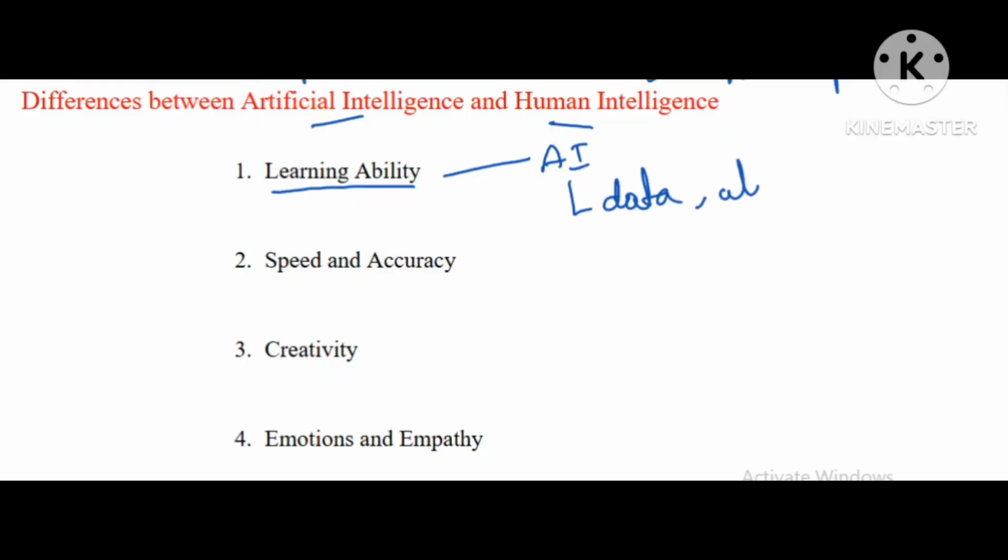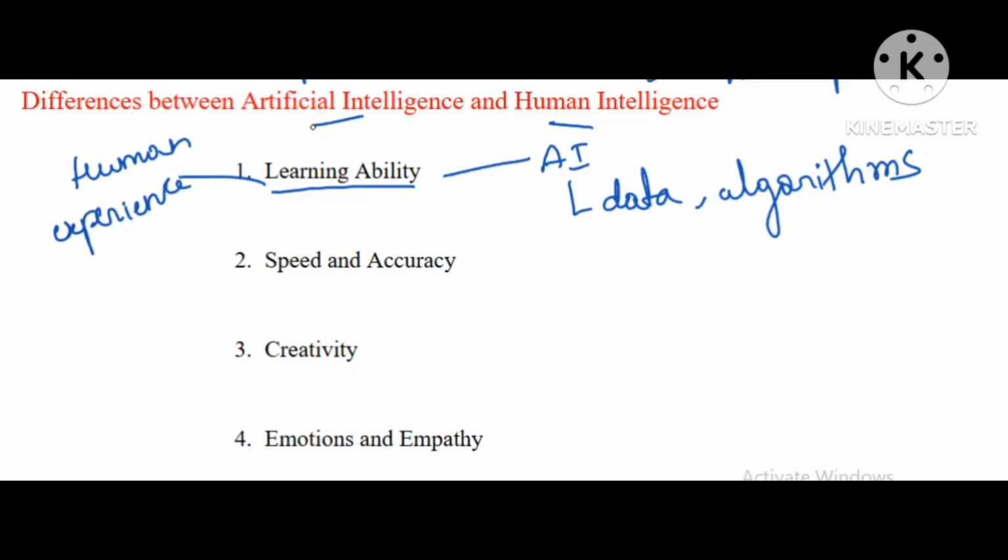Or it might be through the algorithm it will be learning, right? That is what we know as the learning ability of the AI. So then what is the learning ability of the human? Human learning ability is nothing but it might learn from data, like through experience, right? Or you can go for understanding the concepts that you are learning right now. So that is one of the differences we can take.